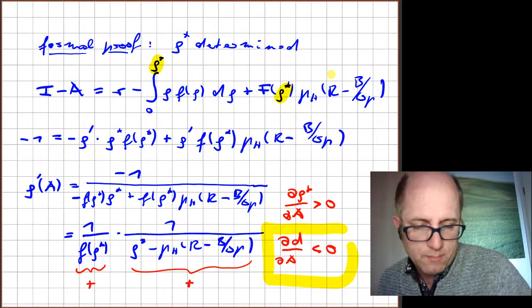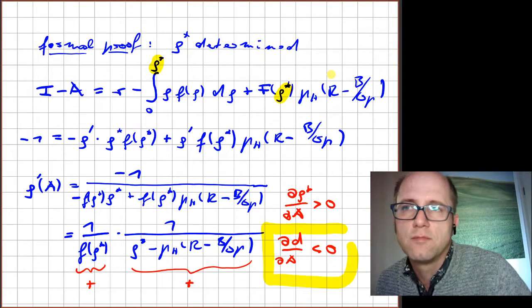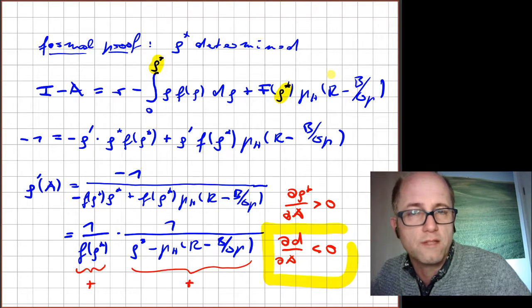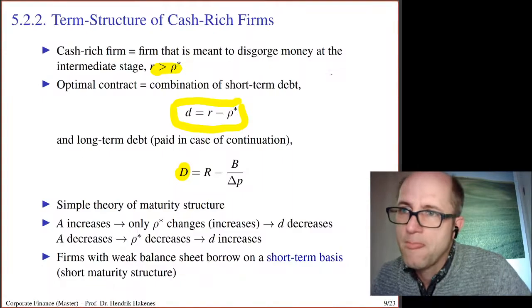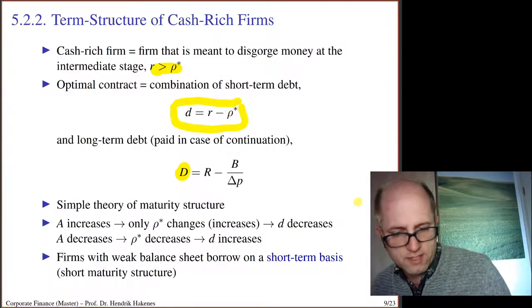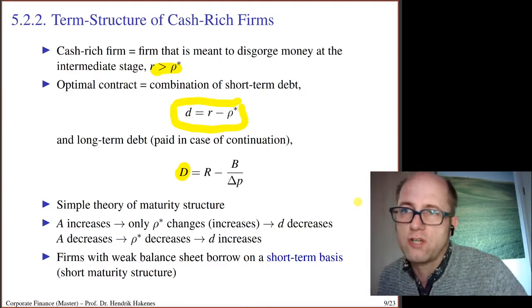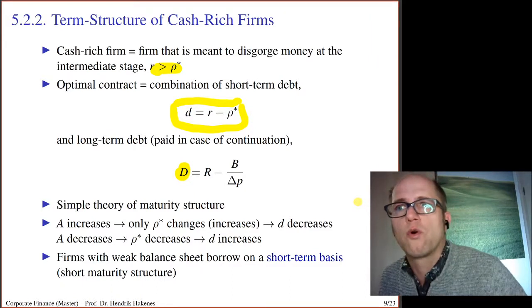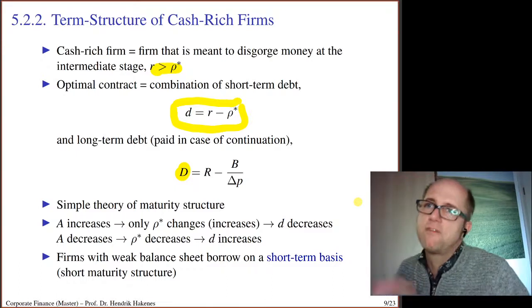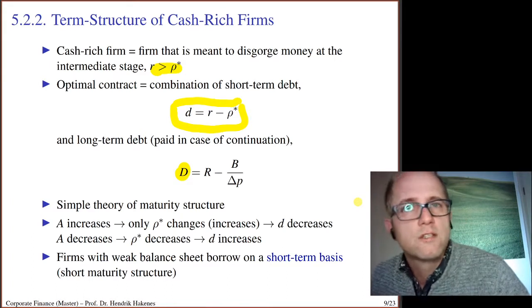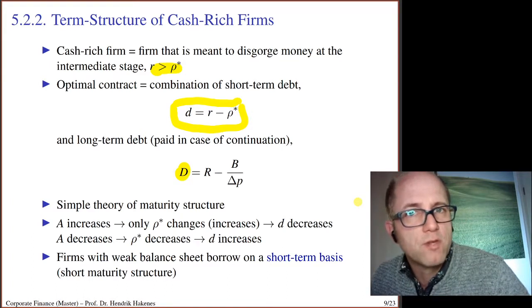So let's sum up. What have we learned in this little part? We've learned that if we have a firm that is cash rich, then this firm should have a mixture of long-term debt and short-term debt. And the better the balance sheet structure, or here it is: if I have a weak balance sheet structure, that means a low A, that means I have to borrow more on a short-term basis. If I have a high A, then I can afford to borrow more long-term. So this is a testable hypothesis.